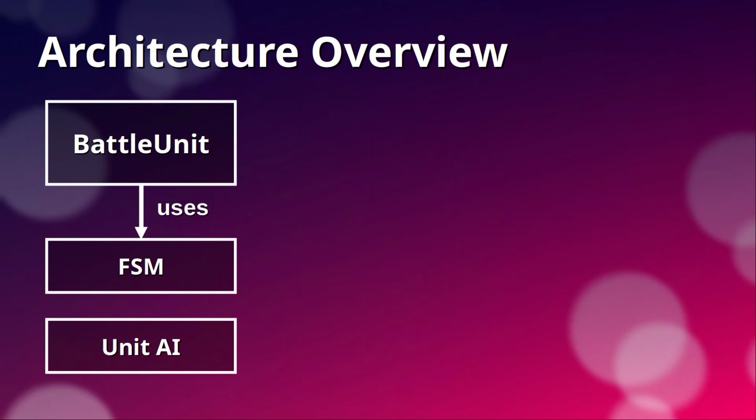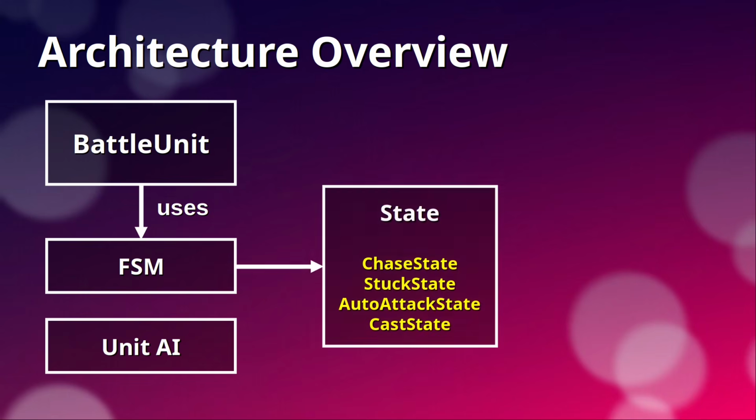In this specific case, this finite state machine will use a base class called state, which will be the mother of all states in our project. But more specifically, in the case of UnitAI, we have to implement 4 different states: chasing other units, being stuck, auto-attacking, and casting the ability the unit has.